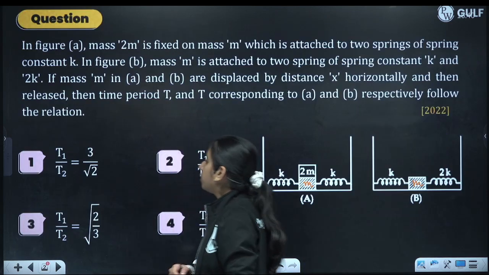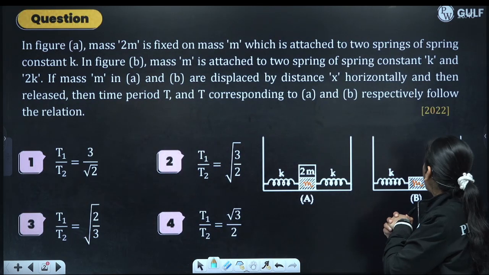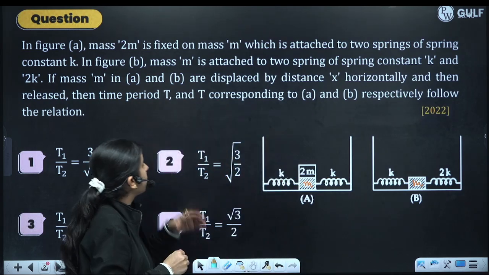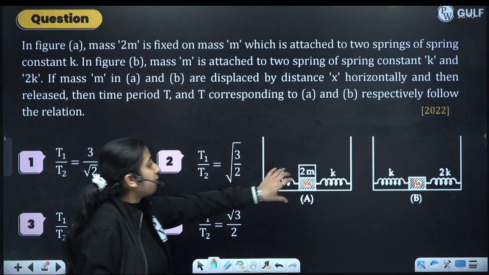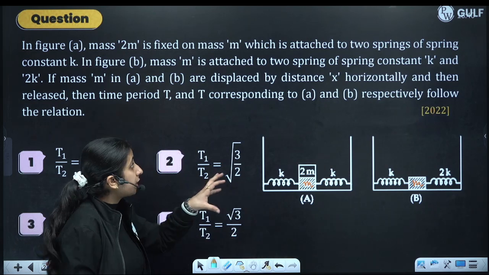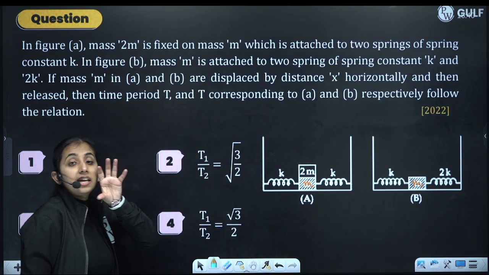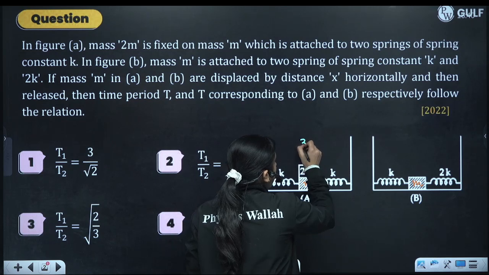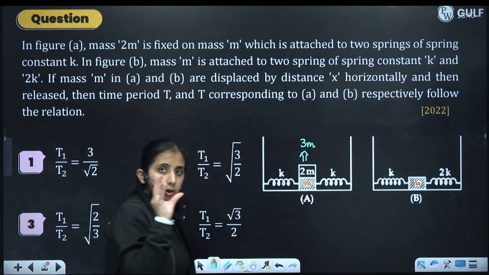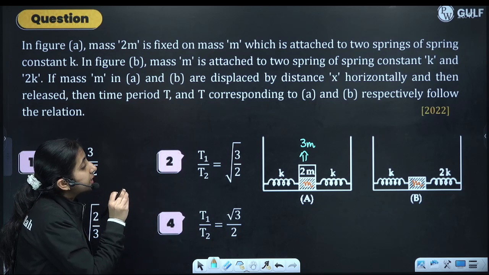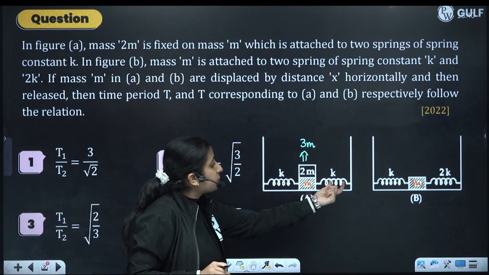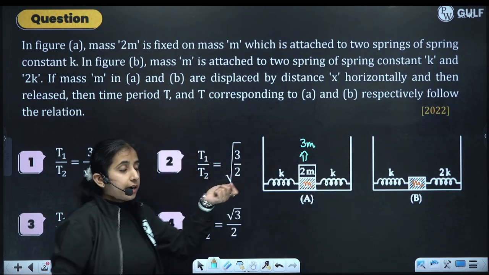So let us start with the first question, which is from 2022. In figure A, mass of 2m is fixed on mass m. Okay, so we have a 2m and a mass m fixed. They are fixed, so they cannot move. Relative displacement cannot occur. So these two are equivalent to a mass of 3m, which is attached to two springs of spring constant K. Okay, now two springs of spring constant K each are attached to it.